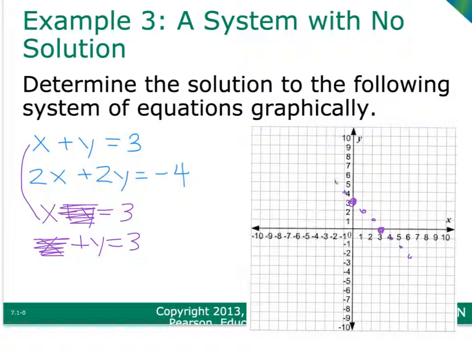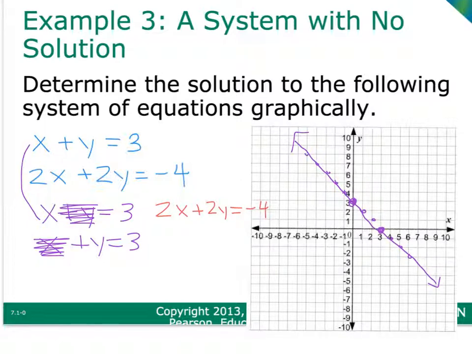And I like to continue the line a little bit so that you can see where they cross really well. Oops, pretend I went through all the dots. Okay, now let's graph the other one. 2x plus 2y equals negative 4.